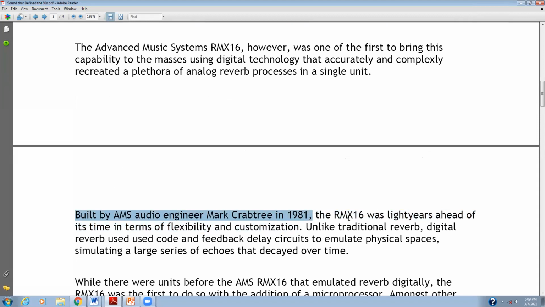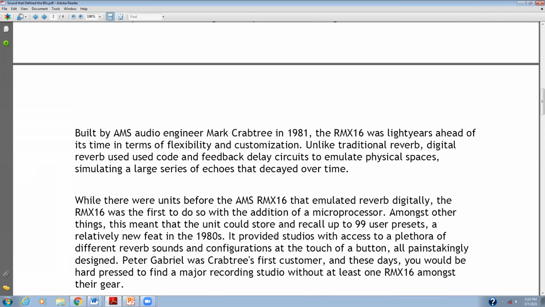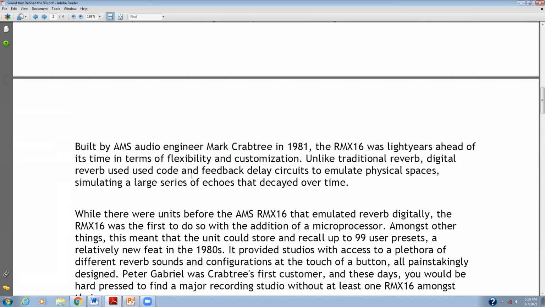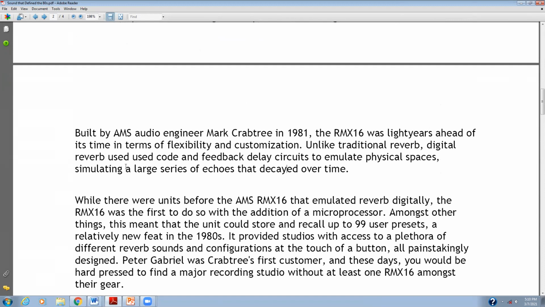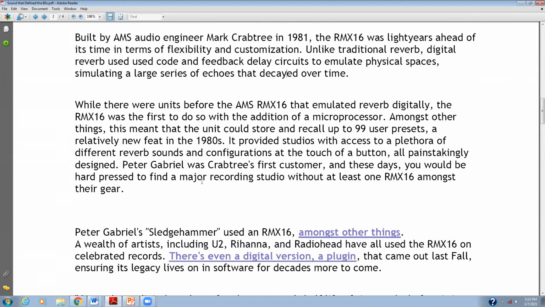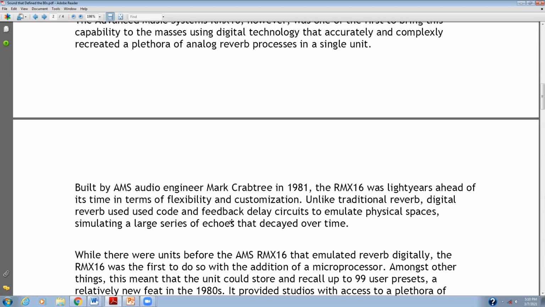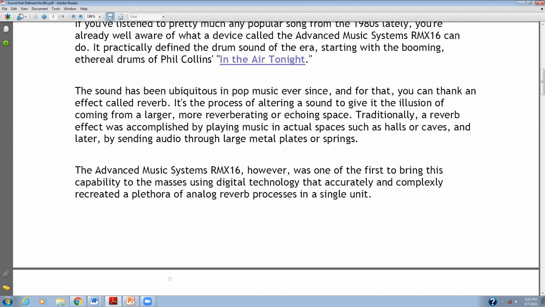Built by audio engineer Mark Crabtree, the RMX-16 was light years ahead of its time in terms of flexibility and customization. Okay, that could be one good quotation that we could use. But I like this one. Peter Gabriel was Crabtree's first customers, and you would be hard pressed to find a major recording studio without one amongst their gear. Okay, and so we have to ask ourselves, who is the author here? Nick Laufer, all right?